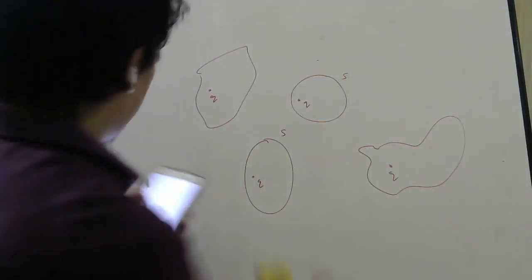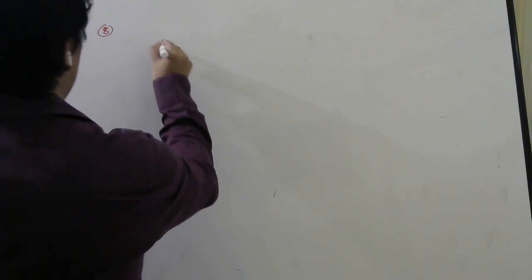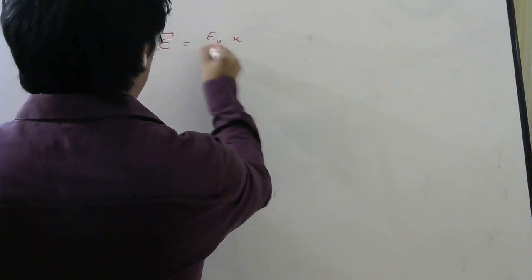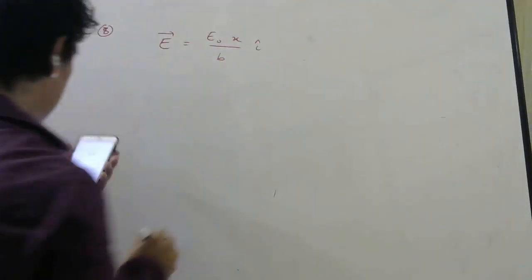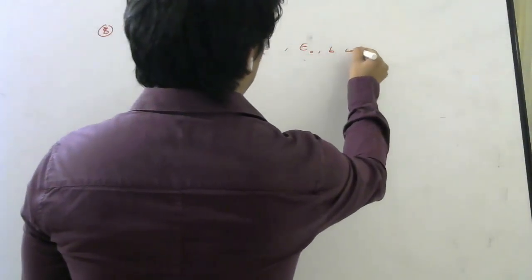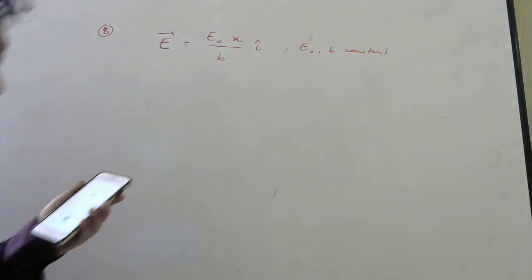Question number 8 is very interesting. Okay, so mark question number 8. In question number 8 they are saying the electric field in a region is given by, look carefully, electric field is given to be E naught x by B I cap. This E naught and B are constants, but x means it is the x coordinate, so it is a variable.